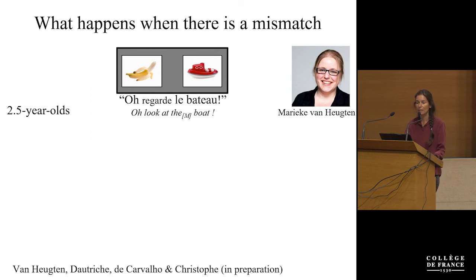So these are, again, a bit old, like 2.5-year-olds. In that experiment, they look at, again, 2 objects, and now we're manipulating gender. So if you have a case like this, where you have 2 words starting with ba, so this is un bateau, and this is une banane, okay? And they differ in gender.